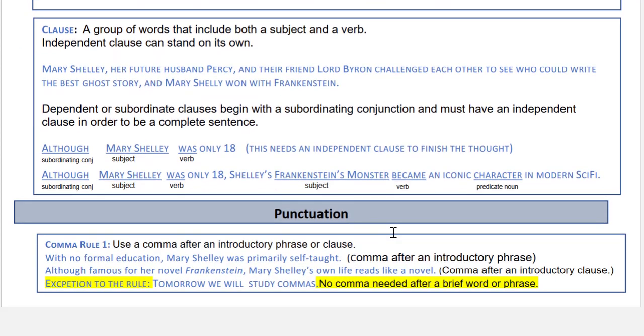And then down here, finally, we're going to focus in on punctuation rules. This first rule that we're going to work on is comma rule number 1. Use a comma after introductory words and phrases.